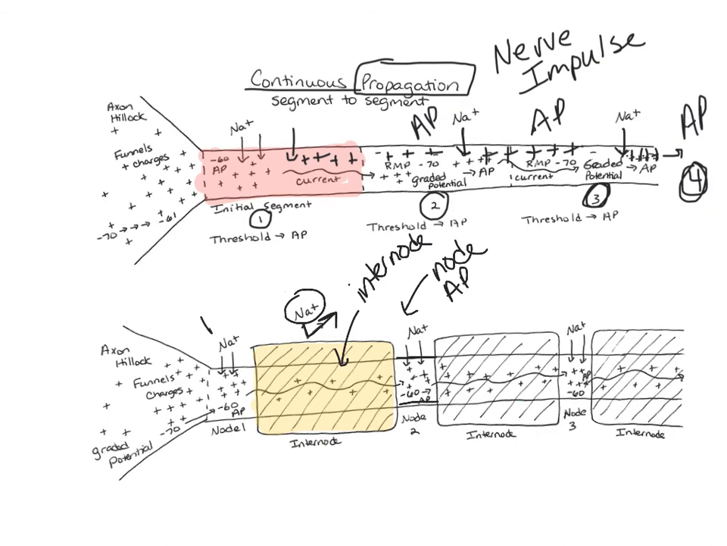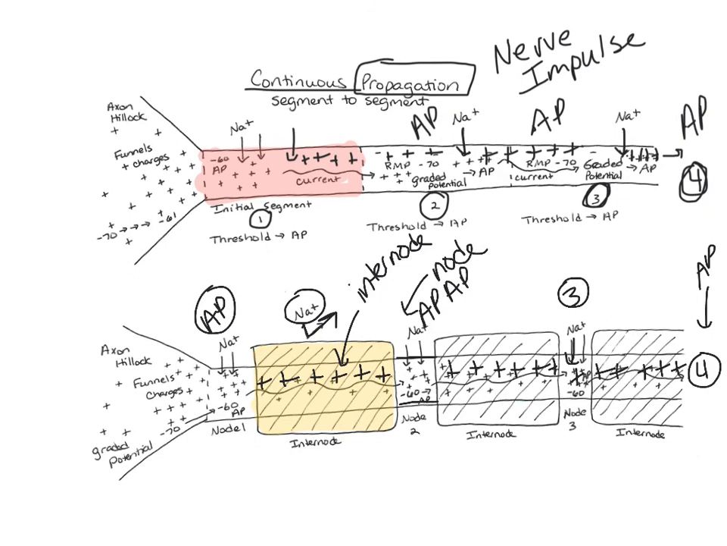So we get an action potential at the initial segment, and those positive charges from sodium are going to get carried down to the next node, and then we'll get an action potential at that second segment. As sodium comes in, those positive charges move down to the next node, and that opens the voltage-gated sodium channels at the third node. Sodium comes in, and the positive charges move down to the fourth node, and we get another action potential there. So that's how action potentials travel when you have a myelinated axon.